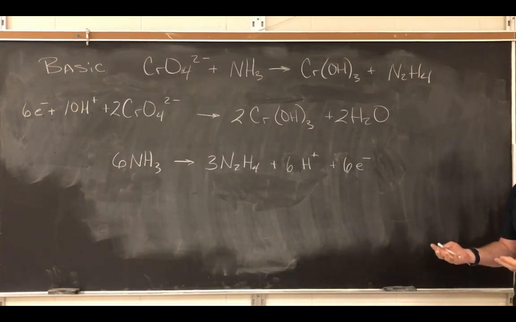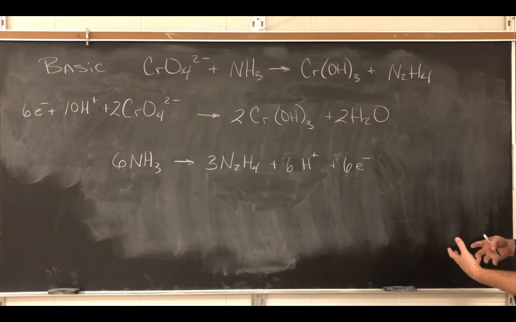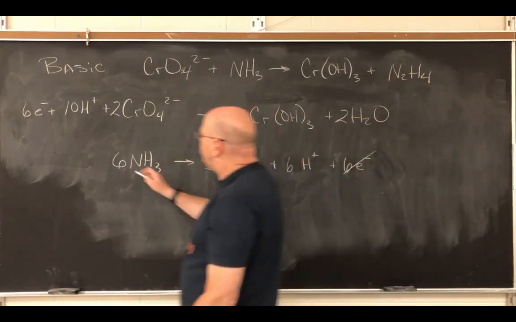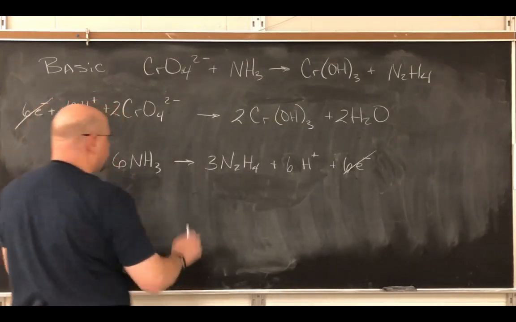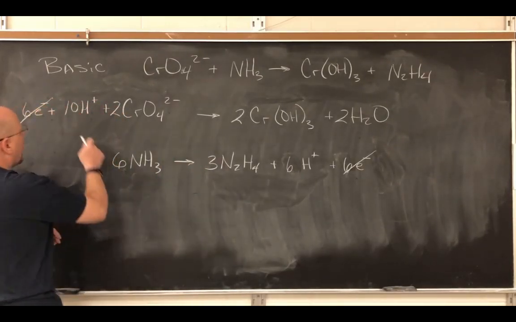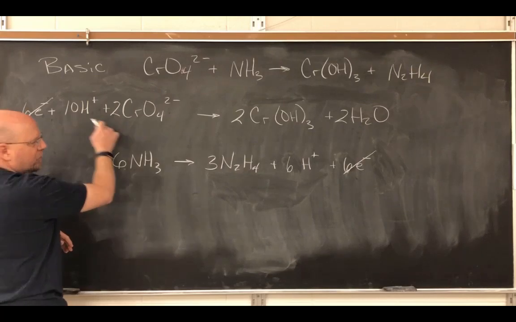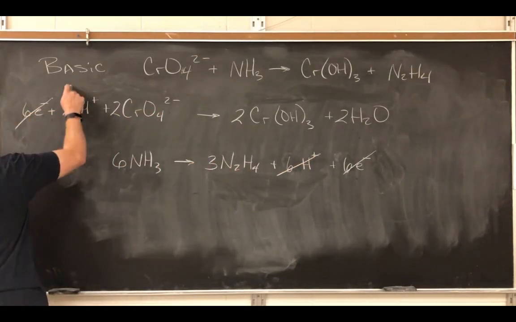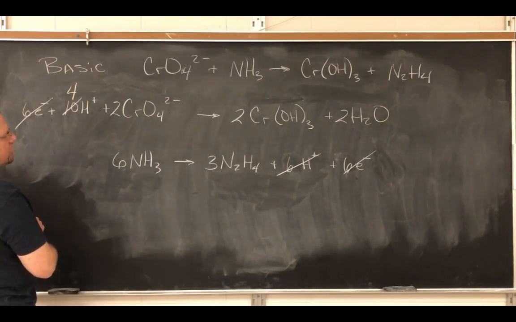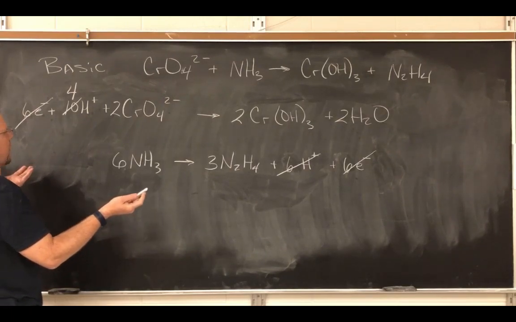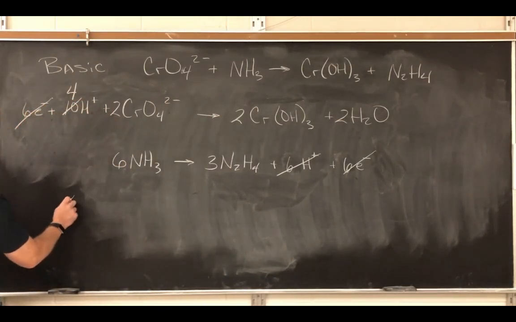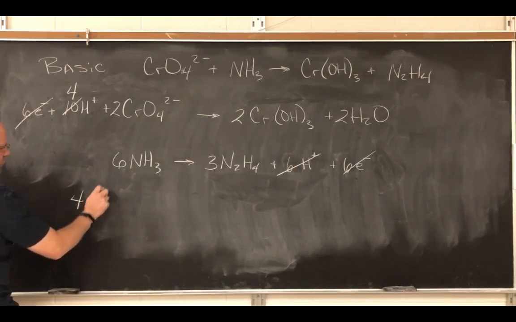Cancel those things that are the same on both sides of the reaction, and then bring them together. We're going to cancel out our electrons because they're equal. That's the key. We have to have those equal. Our hydrogens, we've got 10 hydrogens here and 6 here, so it's going to cancel out completely, and we're going to be left with 4 hydrogens. And that's it. We've canceled out everything that we can.